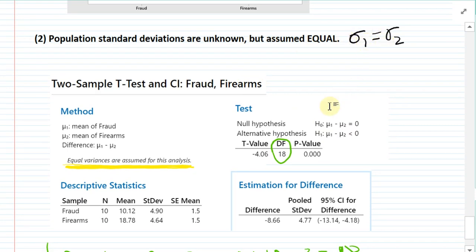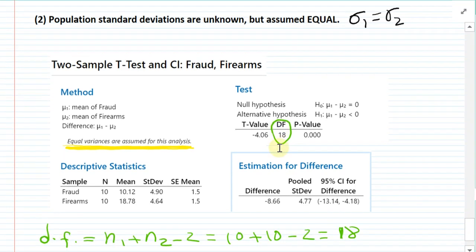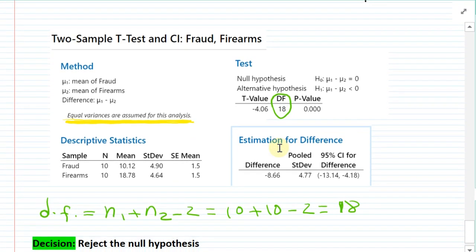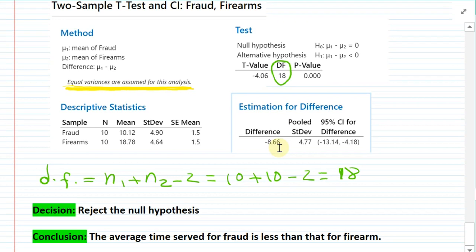So this part is the same. Difference mu1 minus mu2. Notice here we are assuming equal variances now. So that's consistent with what we're doing here. And look at our degrees of freedom now. It's 18, huh? Remember it was 17 for Satterthwaite's approximation. So it's now 18. But that's not going to materially change it. And I'll show you how that degrees of freedom of 18 was created. That's simply n1 plus n2 minus 2. Much easier than Satterthwaite's formula.